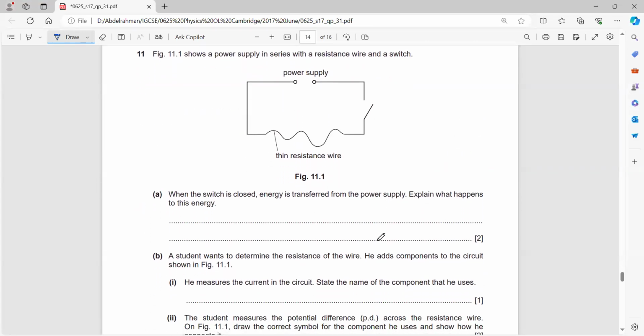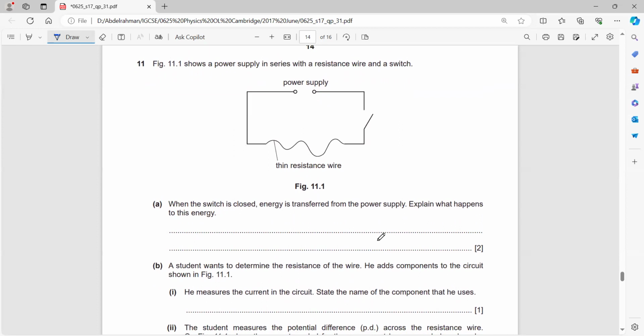Almost done. When the switch is closed, now I have a power supply, I have a thin resistance wire. When the switch is closed, energy is transferred from the power supply. Explain what happens to this energy. What happens to the energy? I have some energy inside the power supply. If it was a battery, for example, it would have been chemical energy. What happens to the energy from the power supply? It goes into the thin resistance wire.